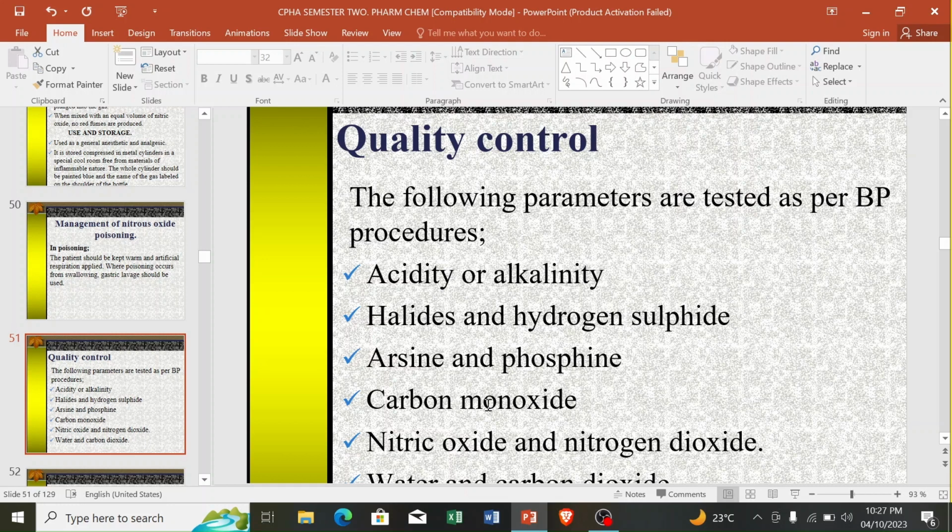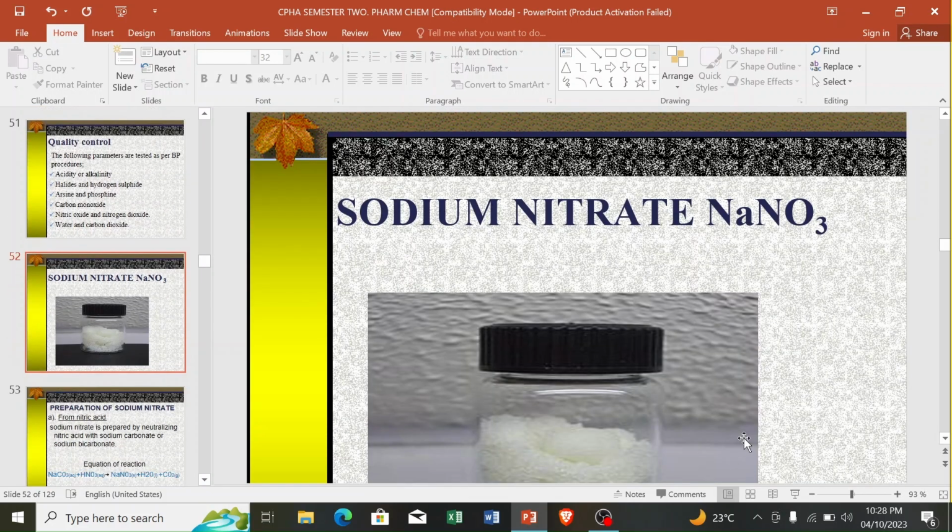Another thing we have to look out for is the presence of carbon monoxide in our preparation, and then nitric oxide, and then our nitrogen dioxide. Then we have water and carbon dioxide. So that marks the end of one compound of nitrogen, that was nitrous oxide.